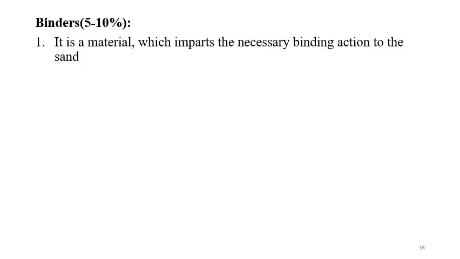Next, go for the binders. The binders are 80 to 90% base sand, silica sand, and the remaining 10% you can mix. Maximum, minimum is 5 to 10% binders mixed in a base sand. So binder is a material which imparts the necessary binding action to the sand. That is the main function of the binders. Why is it mixed in the molding sand? The main concept is that binder is a material which imparts the necessary binding action to the sand. That's why you mix it with foundry sand or base sand.